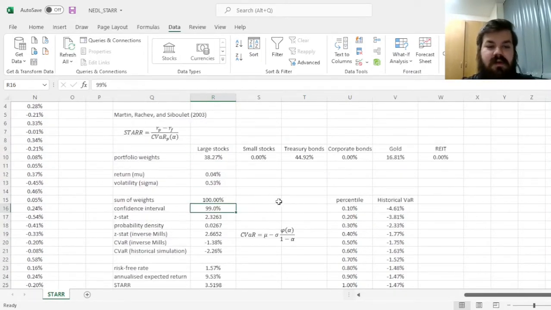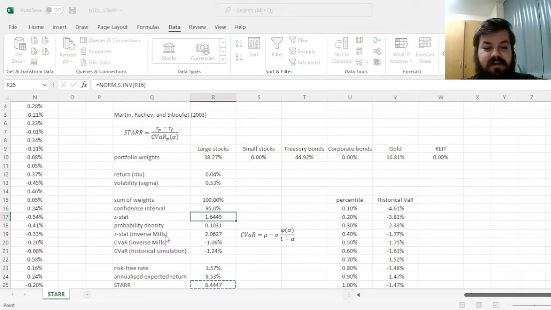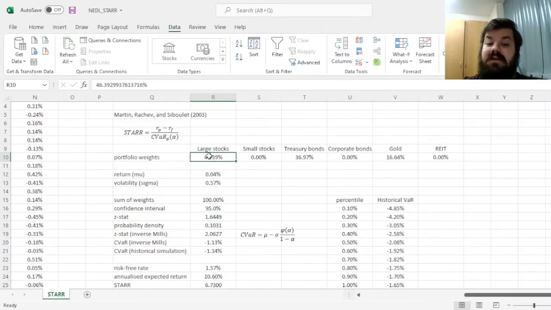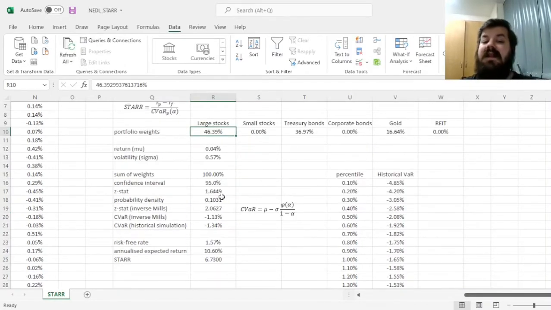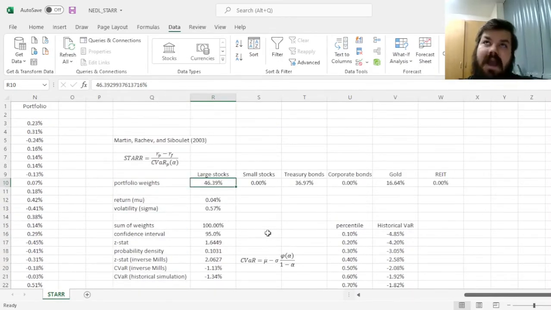We can also tweak our confidence interval. For example, we can reduce it to 95% and see how that would change the result. This increases our exposure to stocks as we are less risk averse for this particular scenario. Here, the confidence interval can be treated as a parameter that corresponds to the risk aversion of the investor.